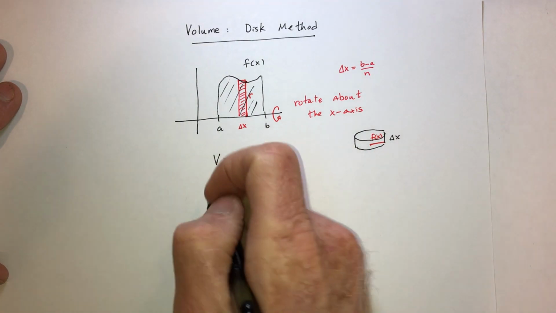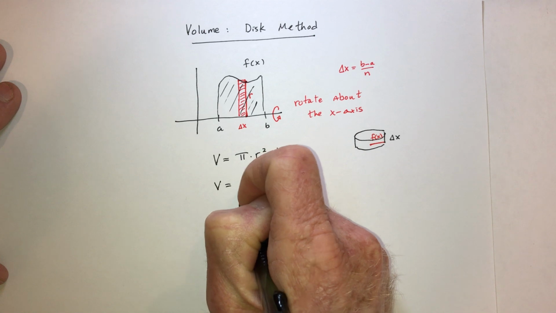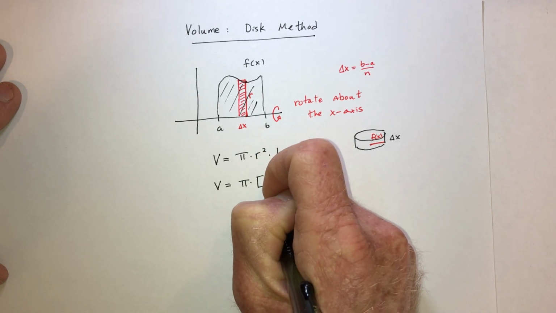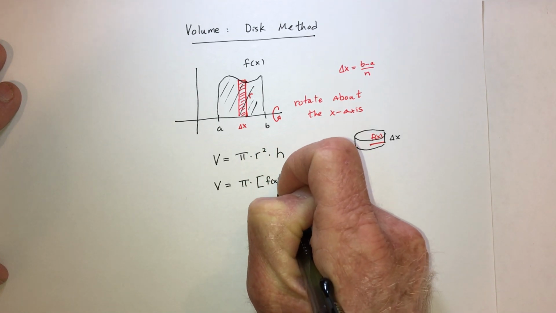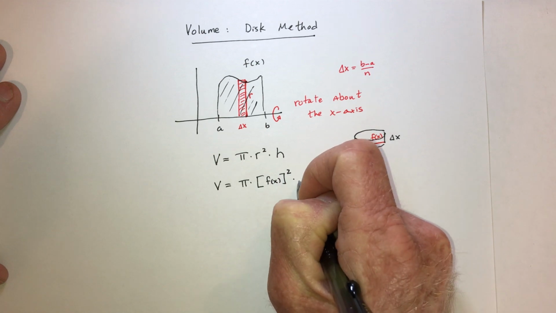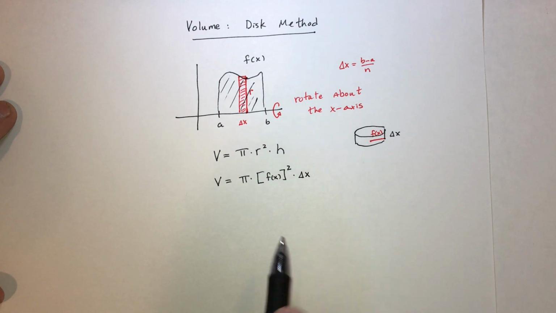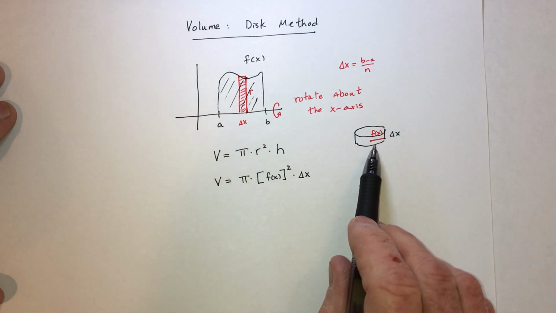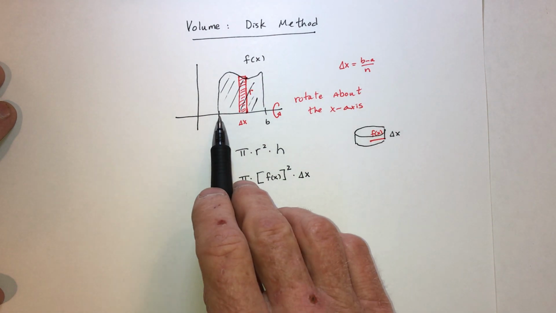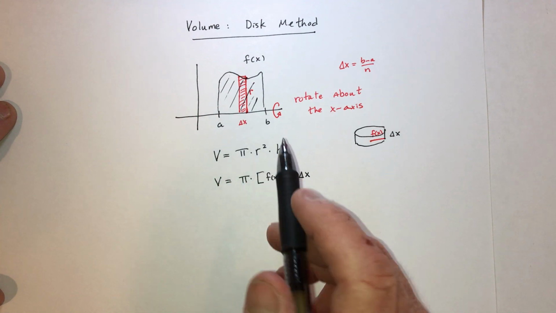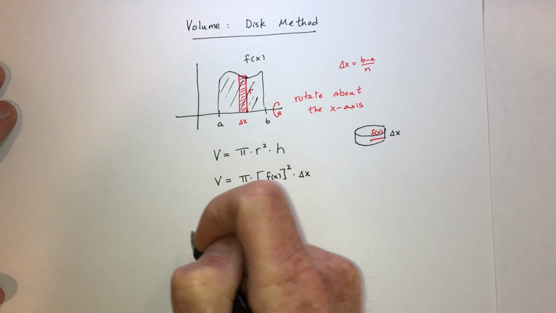So that means that the formula becomes pi, the radius is the function, that needs to be squared, and then it's multiplied with delta x. So this is the formula for one of these disks, and then we need to add them all up going from A over to B. Well, that's exactly what integration does.